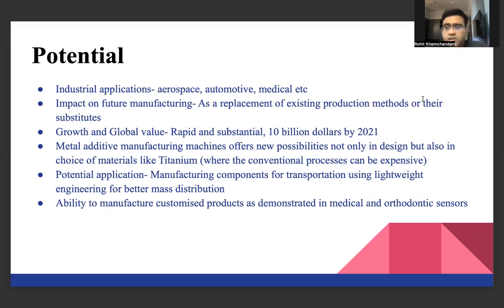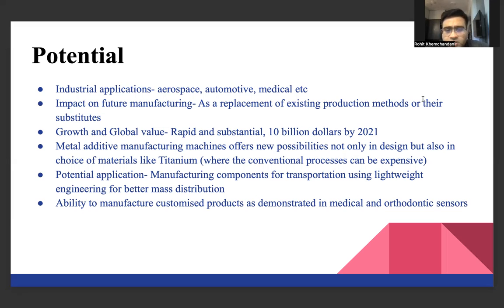Now, what is the potential of additive manufacturing in the near future? Industrial application: aerospace, automotive, medical sector, etc. It's basically everywhere nowadays. Impact on future manufacturing as a replacement of existing production methods or their substitutes. Growth and global value: rapid and substantial, $10 billion by 2021.